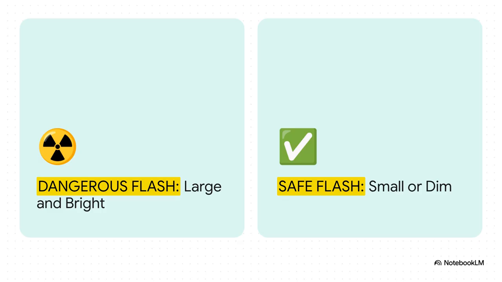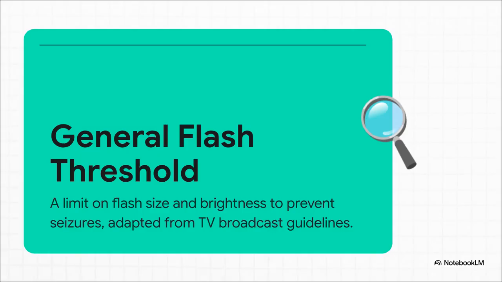But a flash that's really small or pretty dim, well, that can actually be safe even if it's happening pretty quickly. This whole idea is formalized in what's called the general flash threshold. It's basically a specific technical limit on the combined size and brightness of whatever's flashing. And here's a fun fact. These rules aren't even new to the web. They were adapted from broadcast television standards, where this has been a known issue for decades.